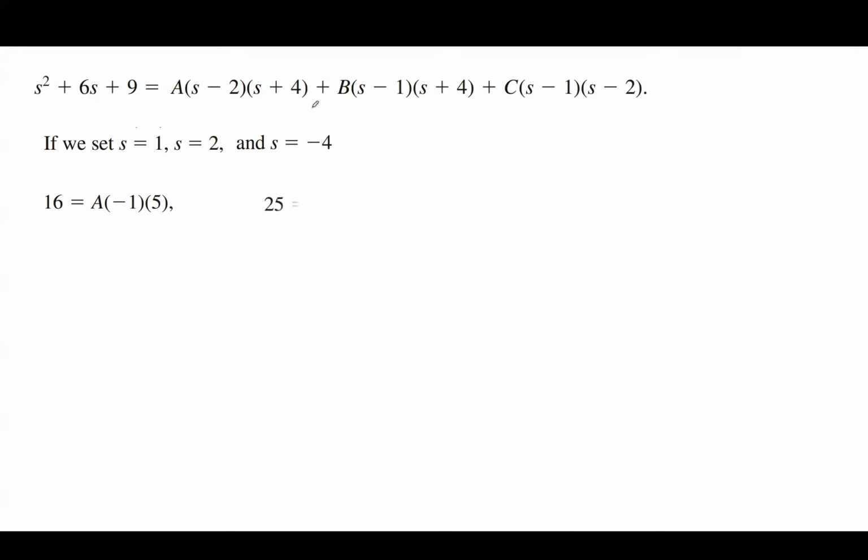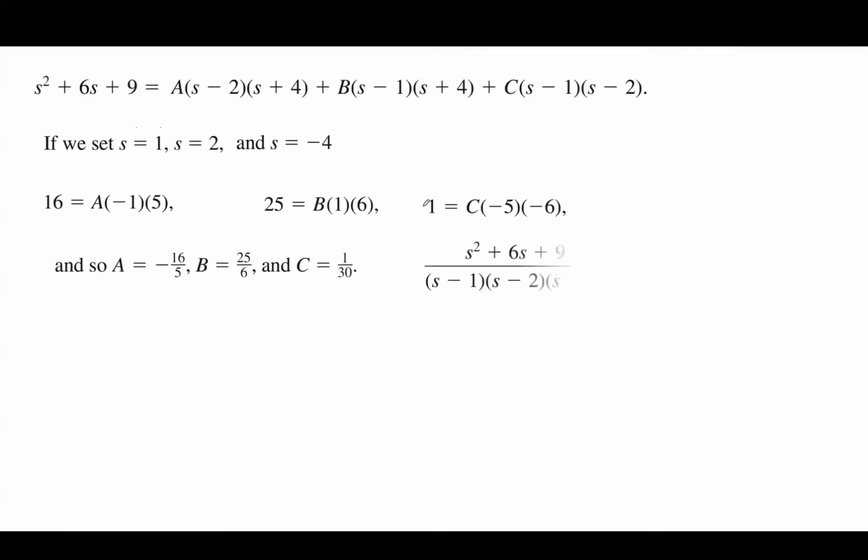We're going to do the same thing, plug in s equals 2 to calculate B, and plug in s equals negative 4 to calculate C. That helps us to break down our complicated fraction into smaller pieces. So remember that (s squared plus 6s plus 9) over the denominator was A divided by (s minus 1) plus B divided by (s minus 2) plus C divided by (s plus 4).